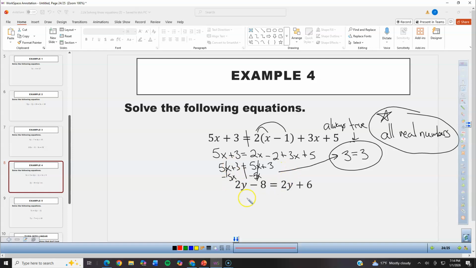Alright, let's try this one. Nothing to simplify. Subtract my 2y over.